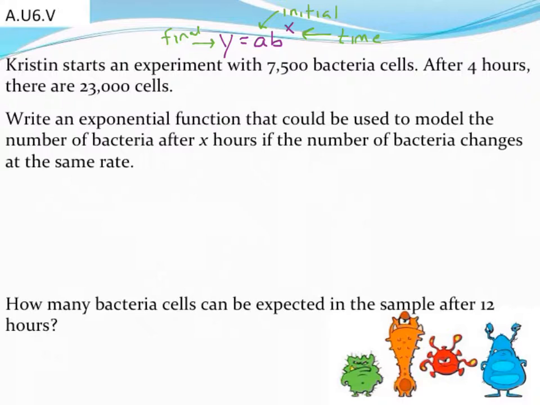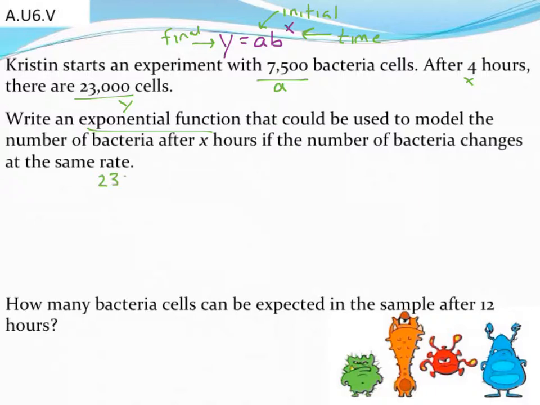So let's see what we've got, and let's get some of these numbers plugged into my equation. I can see that I'm beginning with an initial population of 7,500. The time is 4 hours in this case, and my final population, when the problem ends, is 23,000 cells. So let's get those values plugged in so that I can find my growth rate and then write an exponential function for this.